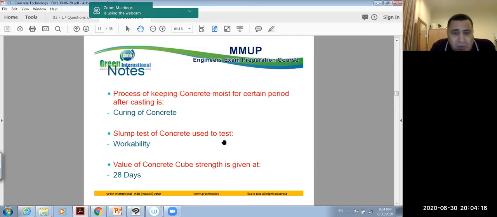The slump test of concrete is used to test workability. The value of concrete cube strength is given at 28 days. What about 7 days? 7 days is an indicator.